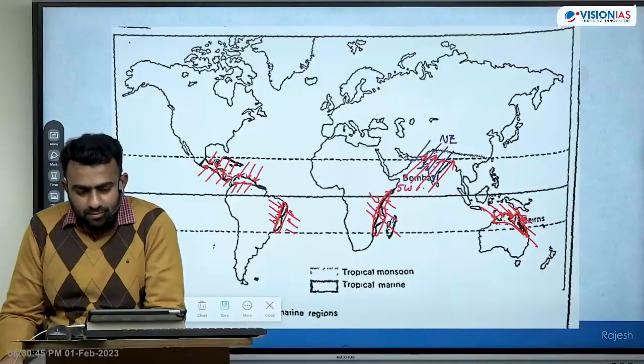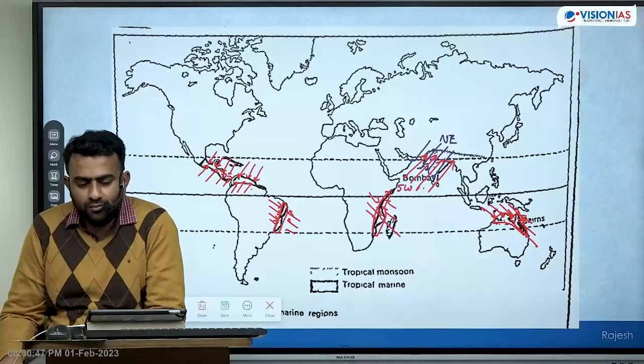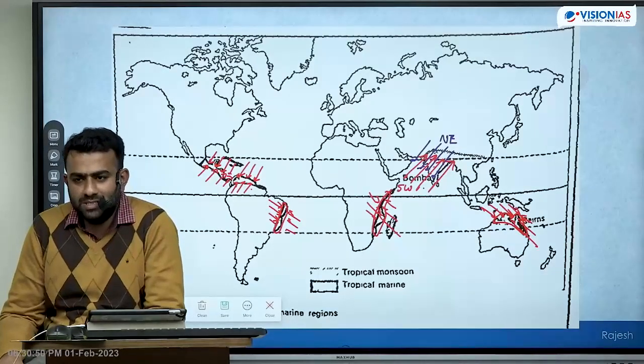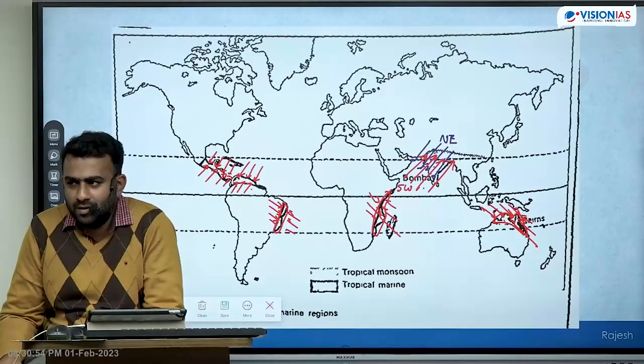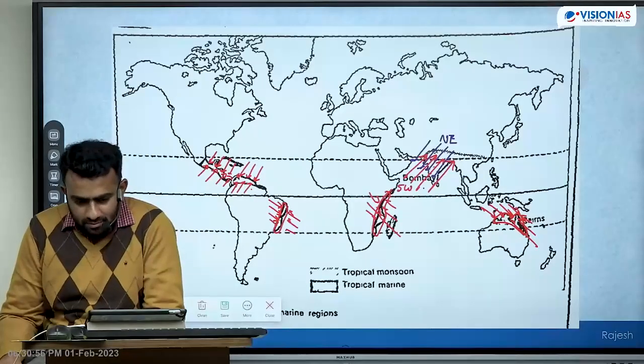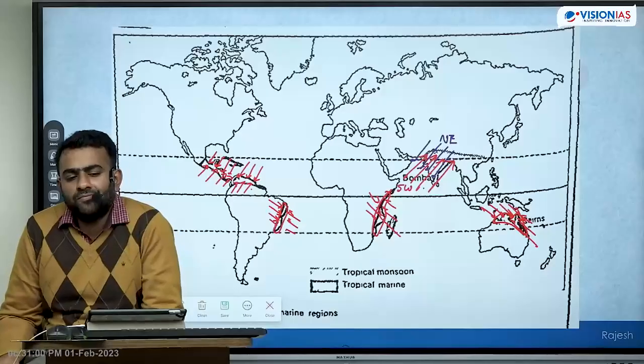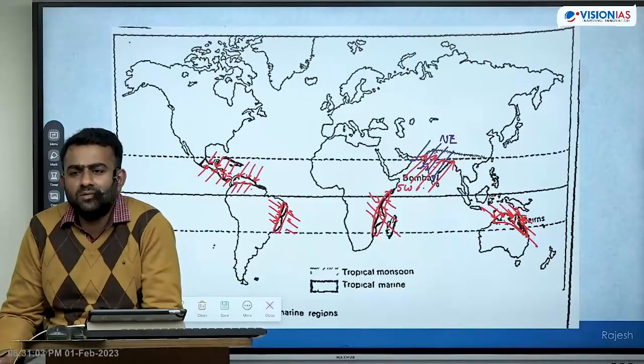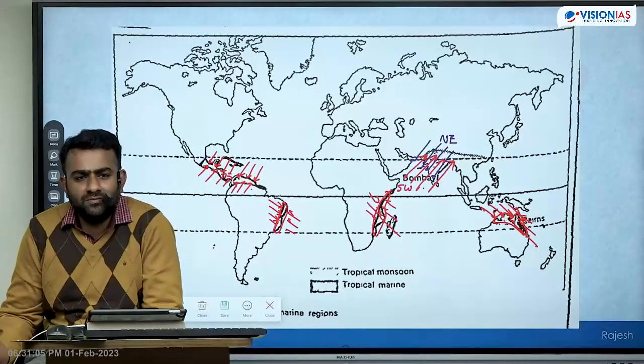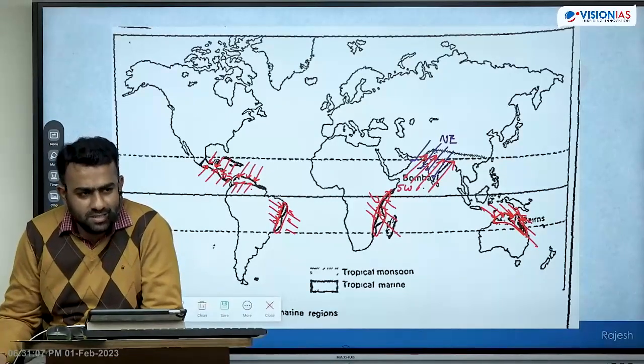Next part. One or more months of dry season. क्यों होगा? क्योंकि जब रिवर्स डायरेक्शन में आ रहे तो तब तो बारिश नहीं होगा. There is a dry season. For example, winter in India, it's a dry season.